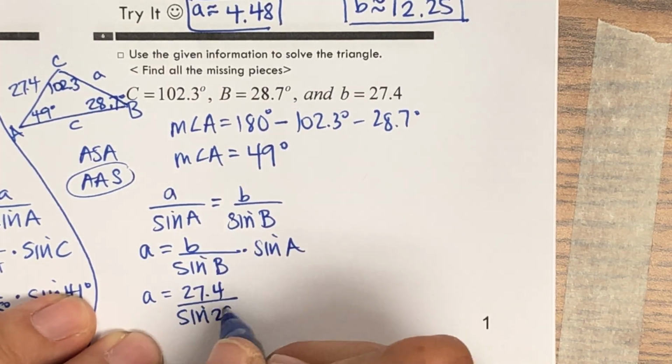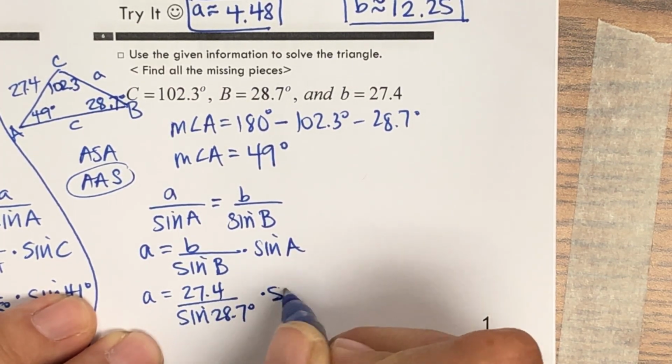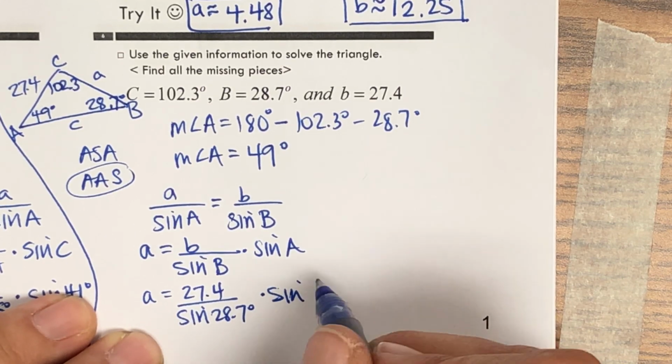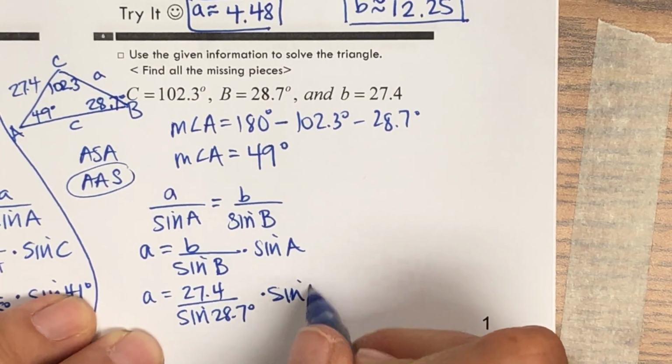Sine of 28.7 degrees times sine of, oh crap, am I right? No, I am right. Sine A is 49.